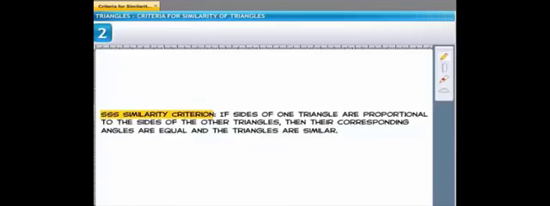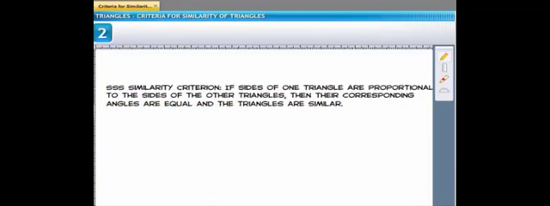By the SSS criterion, if the sides of one triangle are proportional to the sides of the other triangle, then their corresponding angles are equal and the triangles are similar. Let's consider two triangles, ABC and DEF. Here the ratios of the corresponding sides are equal. In order to prove that the two triangles are similar, we'll prove that the corresponding angles are equal. To prove this criterion, we'll mark two points, P and Q, on DE and DF respectively, such that DP is equal to AB and DQ is equal to AC, and we'll join PQ.